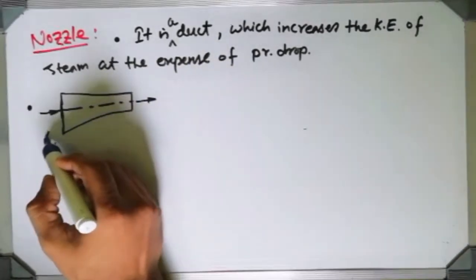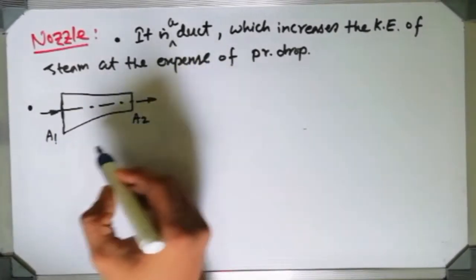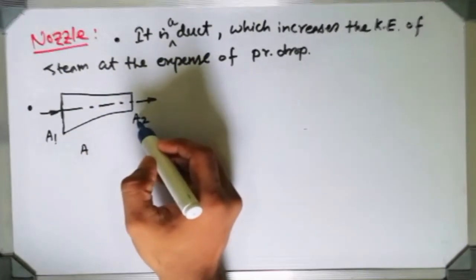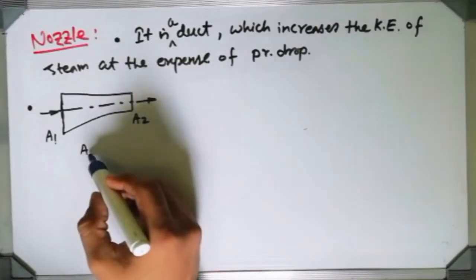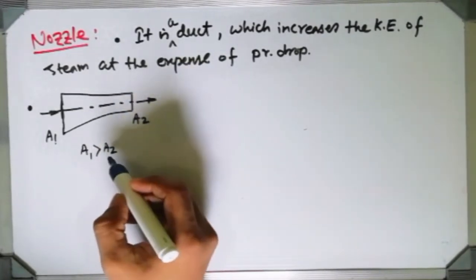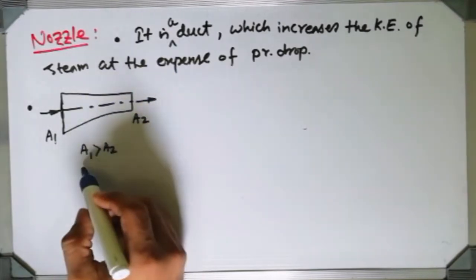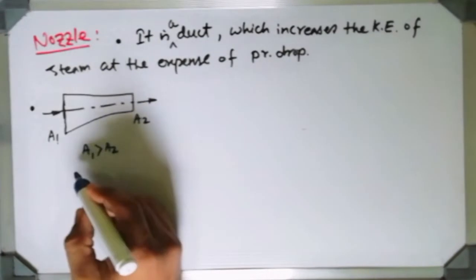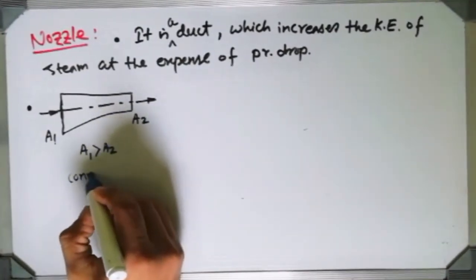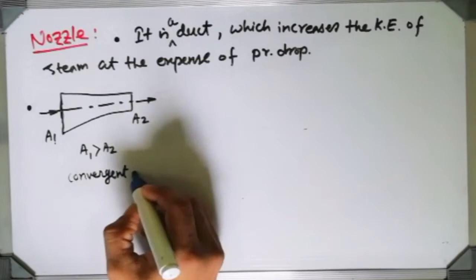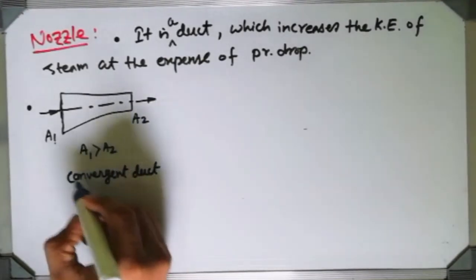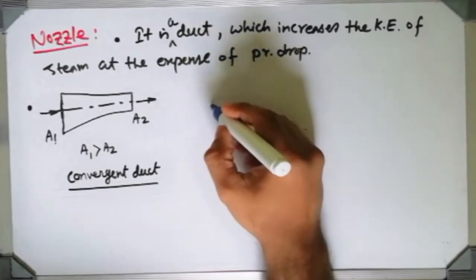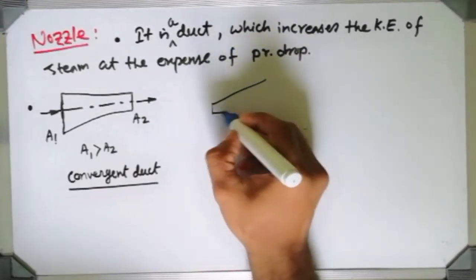So you can see the area of this part and the area of this part. A1 means the cross sectional area of this side and A2 means the cross sectional area of this side. You can easily say that A1 is greater than A2, and this kind of cross section, where the final cross section is smaller than the initial cross section, is known as a convergent section, a convergent duct, because the shape is convergent. And it can be a divergent one also, like this manner.